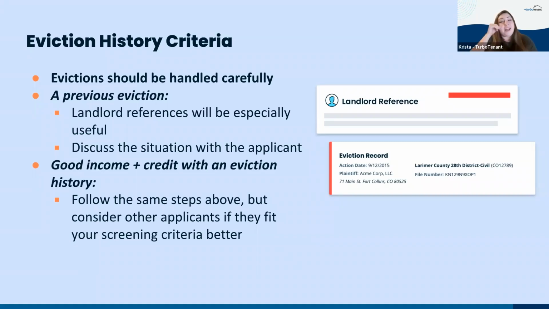However, let's say that someone has an eviction history, which here I'm using to mean they have more than one eviction on their record. You're going to want to follow the same steps, ask the same questions, but bear in mind that having more than one eviction is going to be more of a reason to pause. So consider other applicants if they fit your screening criteria better.